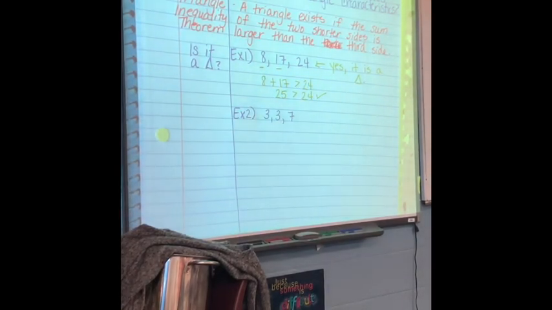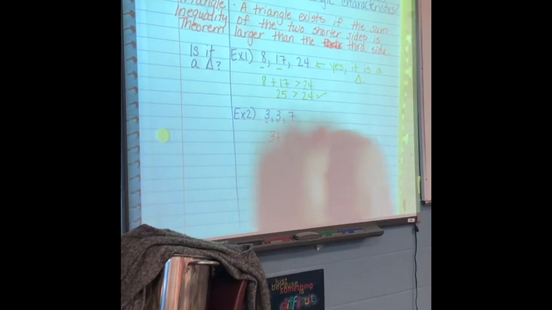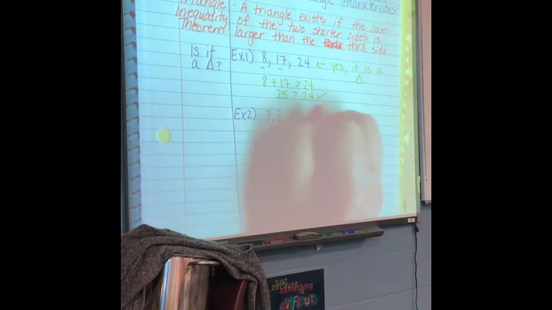So I have a 3, 3, 7. My two shorter sides are the 3's. So they want to know, if I add 3 plus 3, is that greater than 7? No, ma'am. 3 plus 3 is 6. Is 6 greater than 7? Absolutely not. So this is not a triangle.